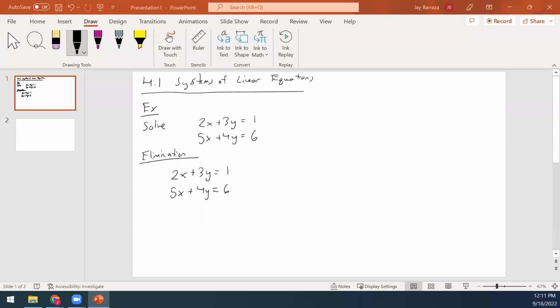All right, so we're starting with 4.1 of systems of linear equations. I accidentally wasn't recording the screen when I was talking previously, so this is where the video is starting now.